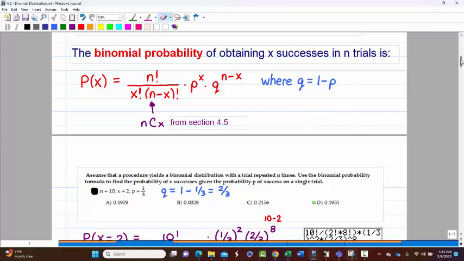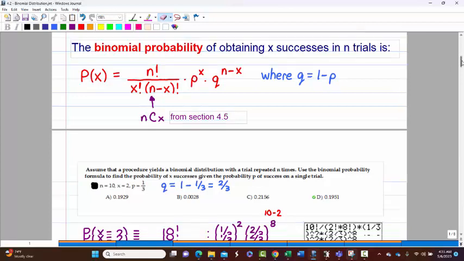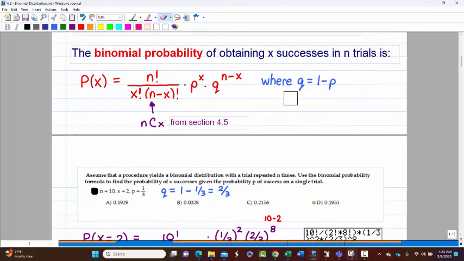And there's the formula for that. N, P, and X are the key variables. Of course, like I said, Q is in there, but remember, Q is always just 1 minus P. It's not a separate number you have to come up with or have to know. As long as you know P, you've got Q.